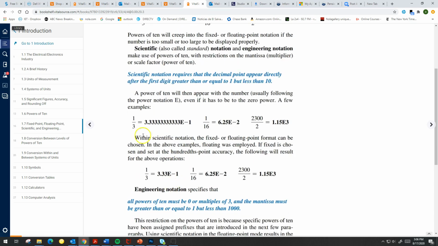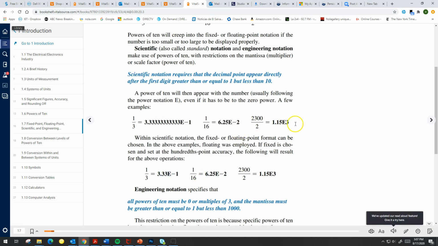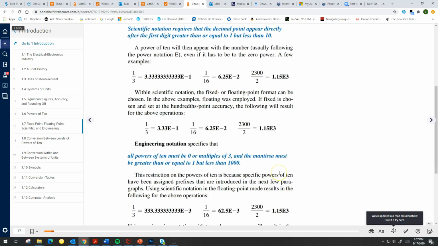Okay. So with scientific notation, the fixed or floating point format can be chosen. It doesn't matter, right? And then you can see here, you can write it this way, that way. It doesn't matter. If I use scientific notation with floating point, you notice that this decimal point can be moved. So anyhow, you notice that the main difference now is that with scientific notation, I'm using exponents to represent the numbers.